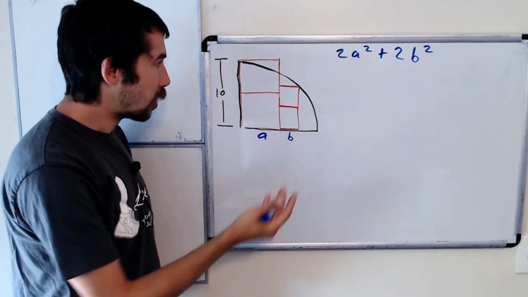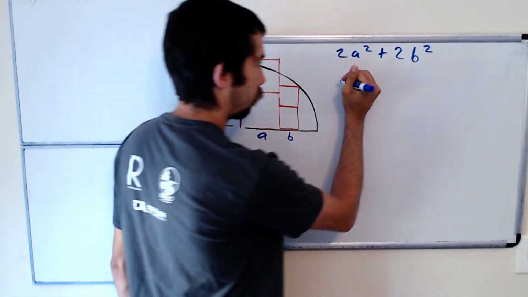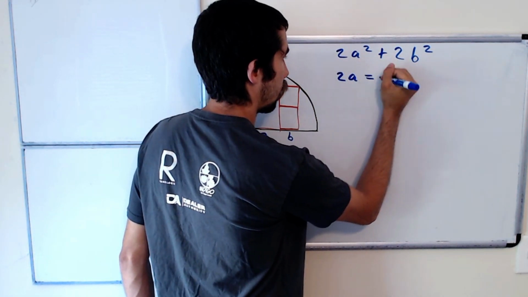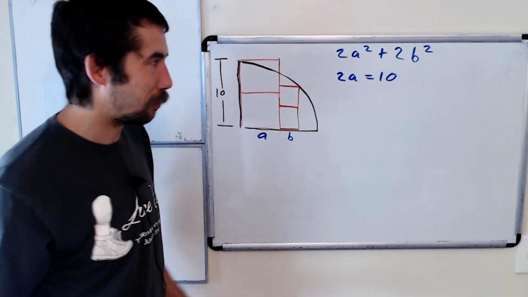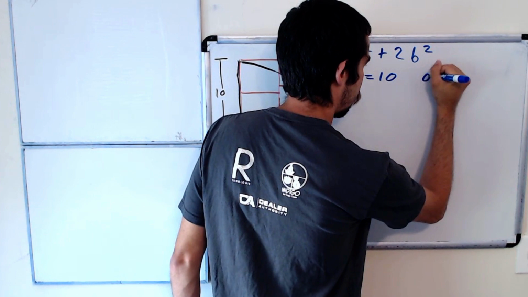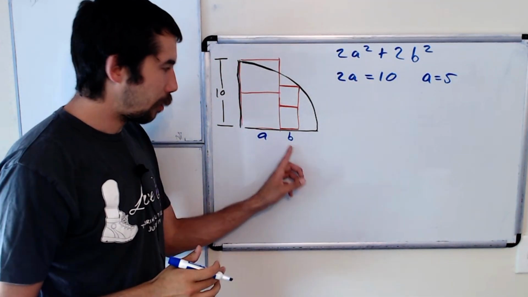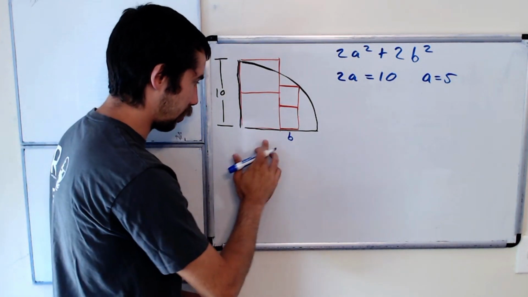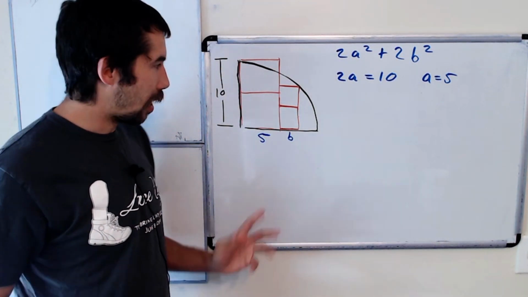Okay? And so the first thing to note is that 2a is equal to 10. So we get a basically for free, right? A equals 5. But how do we get b? So let me replace this with a 5. So how do we get b?